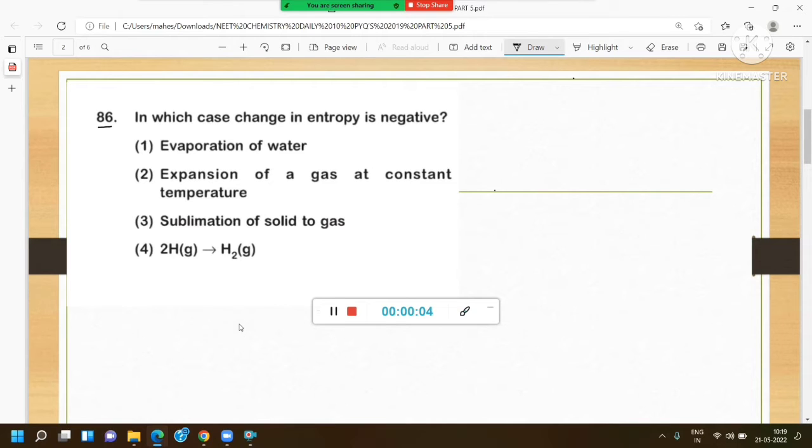Now let us discuss the 86th question. In which case is the change in entropy negative? They ask that the change in entropy, that means delta S, is negative among the four options. We know that entropy means the randomness or disorder present in the system.